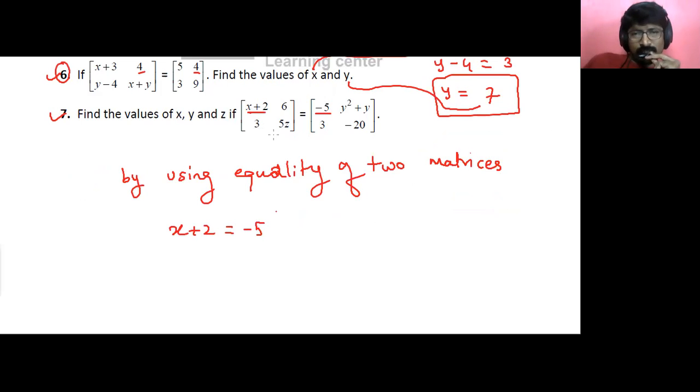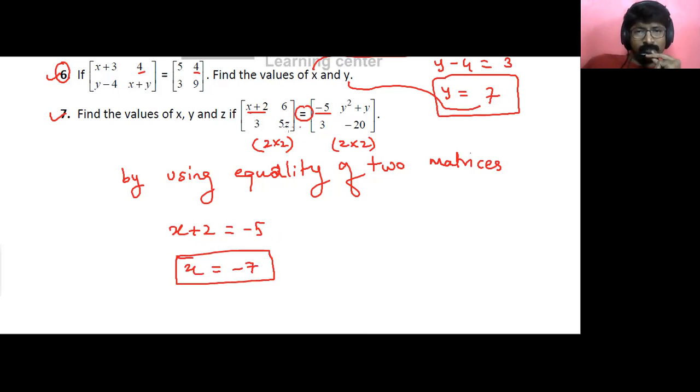Why could I use this equality? Because this is a 2 by 2 matrix and there is an equal to sign, isn't it? If the order is not the same, we cannot use the equality. Remember that, guys. So x plus 2 is equal to minus 5. That means x is equal to minus 7. So simple. So we got the first value, x.